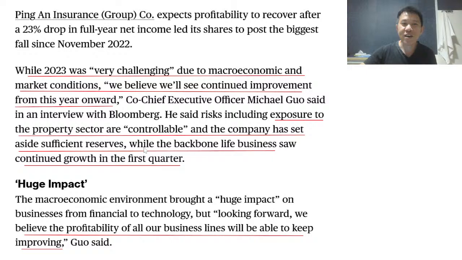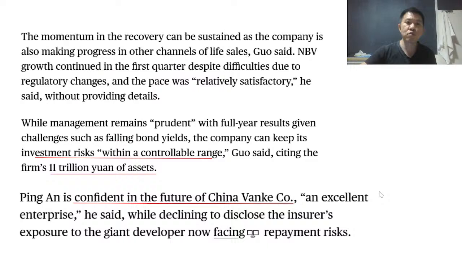So the backbone life business, which is the insurance business, saw continued growth in this first quarter. So the momentum continues. Insurance is still growing. So this is good because the economy is slow. People are risk averse. They don't buy property. They don't buy stocks. So they buy insurance, because insurance gives them peace of mind. So that's where I think Ping An is performing well. So we believe the profitability of all our business lines will be able to keep improving. So the long-term outlook is good. So they say that their investment risk is kept within a controllable range.